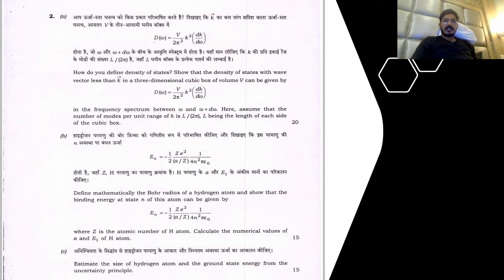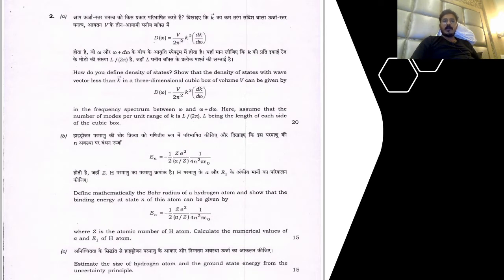So first question is, how do you define density of states so that the density of states with wave vector less than k vector in a three-dimensional cubic box of volume V can be given by d omega is equal to V over 2 pi square k square dk over d omega in the frequency spectrum between omega and omega plus d omega. Here assume that the number of modes per unit range of k is L by 2 pi, L being the length of each side of cubic box.